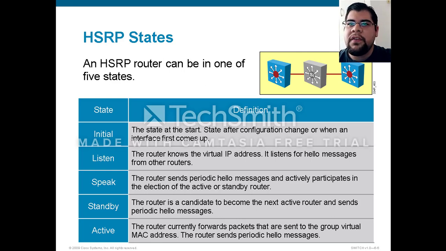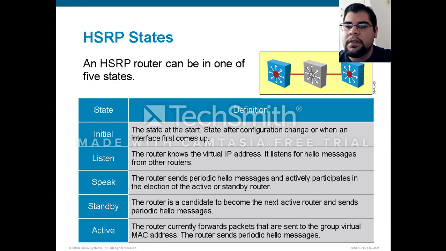We have 5 states which an HSRP router can be in: initial, listen, speak, standby, and active. The initial state is the beginning of configuration. In the listen state, the router knows the virtual IP address. It listens for hello messages from another router.